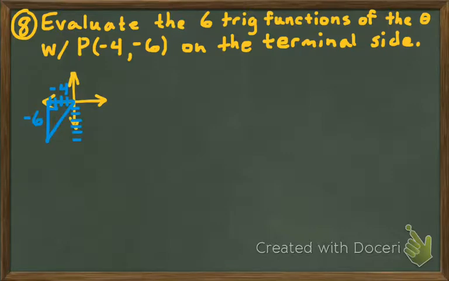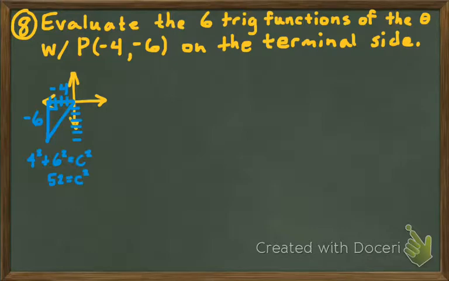And so then again we need our hypotenuse, so we do 4 squared plus 6 squared equals c squared. 4 squared is 16, 6 squared is 36, and added together that would give us 52.